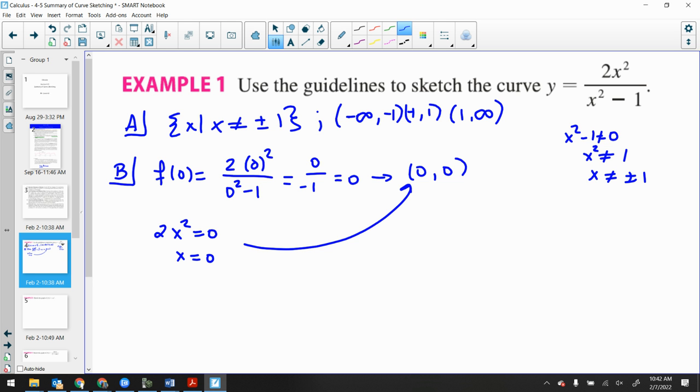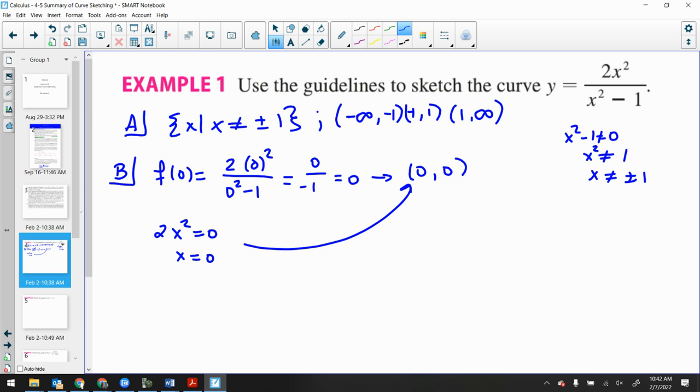Now, some of you might remember this. If it's x squared equals 0, does anybody know what's going to happen? What's the multiplicity at 0? 2. So is it going to go straight through? It's an even multiplicity. What's it going to do? It's going to bounce off of 0, 0. Do I know now whether it's going to go from the top or the bottom?